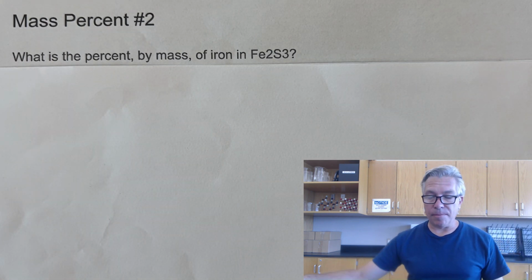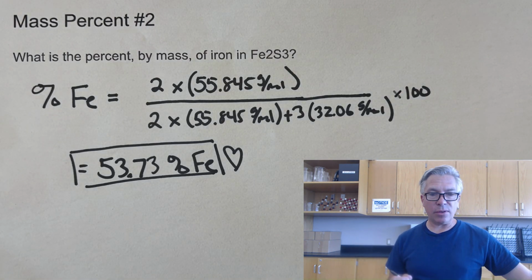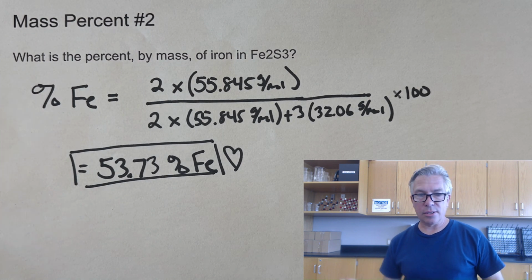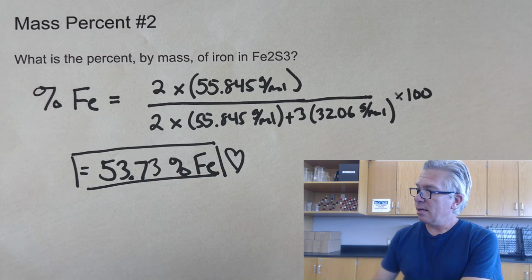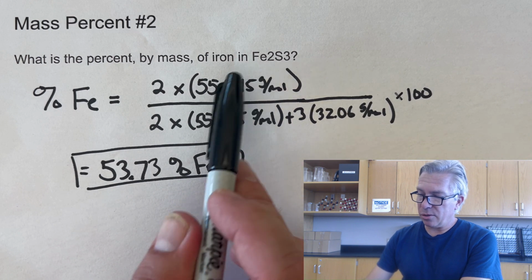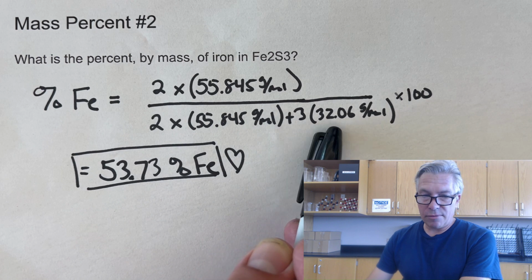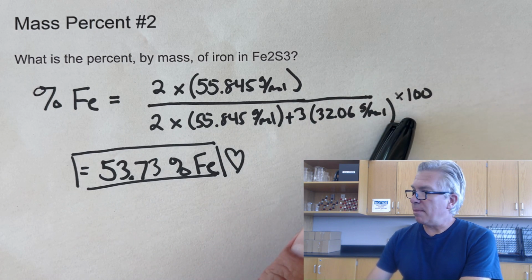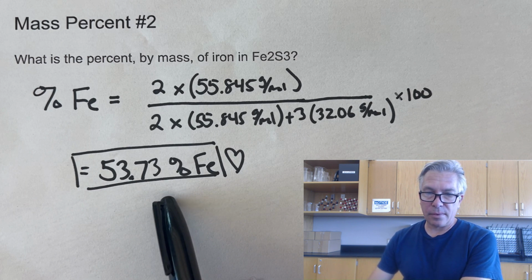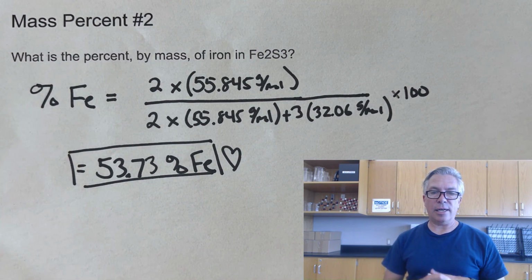Okay, so if you ended up with a total percentage of 53.73% iron, then good job. You are certainly a master chemist in the making. So we have 53.7. I added up the 2 irons, put that on top, because there are 2 of them. For the bottom, I added up the weight of 2 irons plus the 3 sulfurs. You got to keep track of everything. Multiplied by 100, and it comes out to be 53.73% iron. And that's how you would calculate a mass percent using the molar masses from the periodic table.